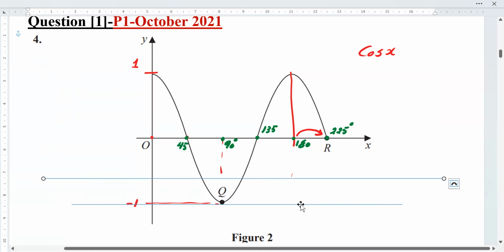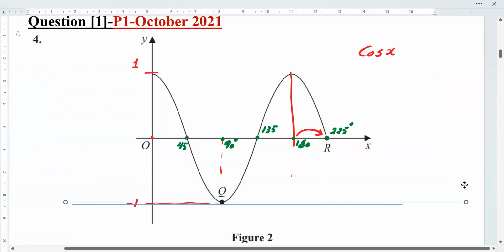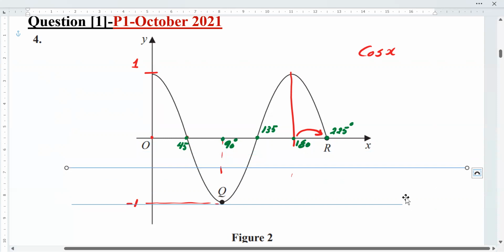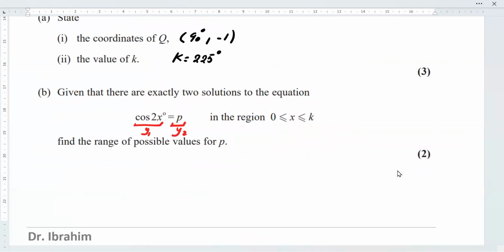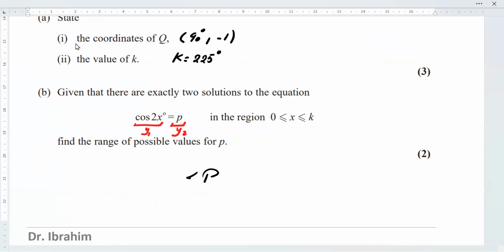Over here, the value of p starts from -1 up to 0. But actually, you have to be between 0 and -1, not equal, because if p equals -1, you intersect at 1 point. If p equals 0, you intersect at 3 points. Your point must be between -1 and 0. So the range of p must be greater than -1 and less than 0.